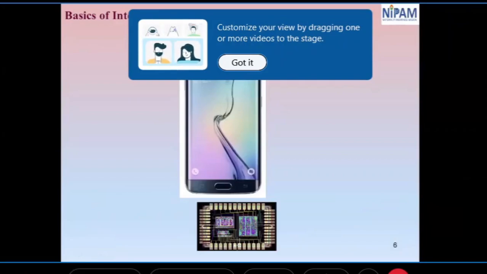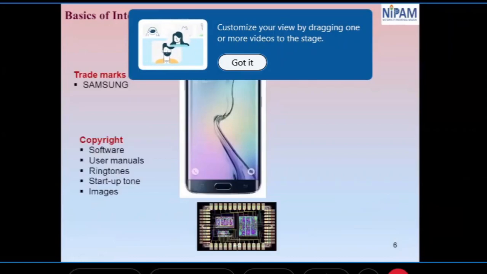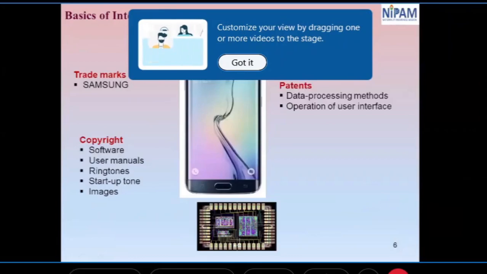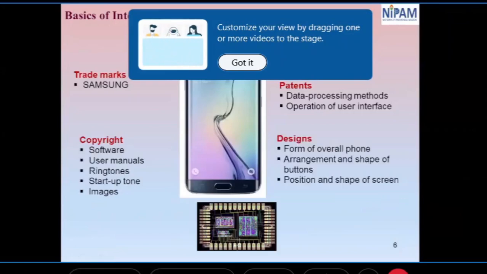This is just an example to make you understand intellectual property. Trademark is Samsung. Copyrights are the software, user manuals, ringtones, startup tones, and images. Patents cover data processing methods and operation of the user interface; these all fall under patent protection, along with the second button's position, the second screen, and the motherboard.